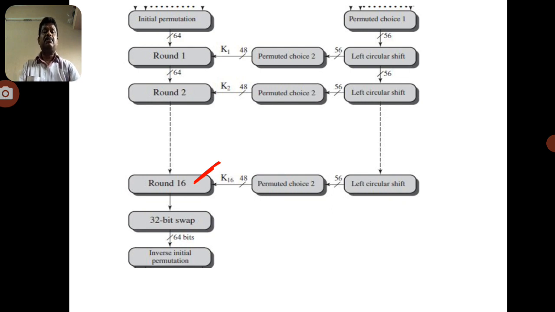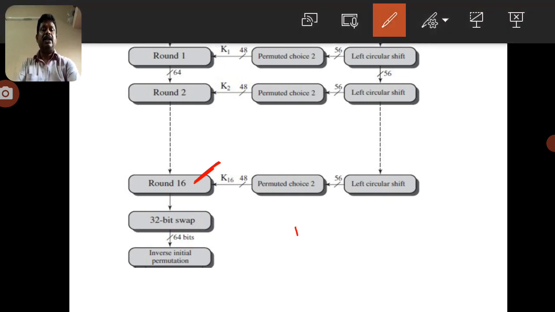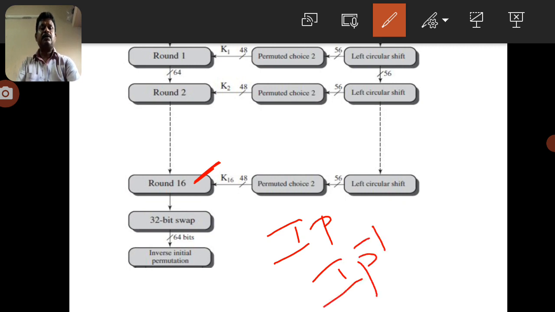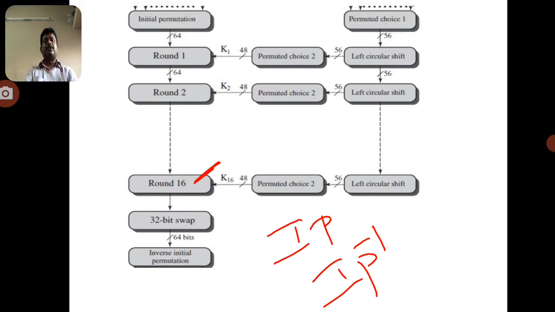The inverse initial permutation is taken as IP inverse, in the form of the IP. Here IP is the initial permutation and IP inverse is the inverse initial permutation. We know that the permutations arrange the given plain text into a different order. This is the encryption pattern of the DES.